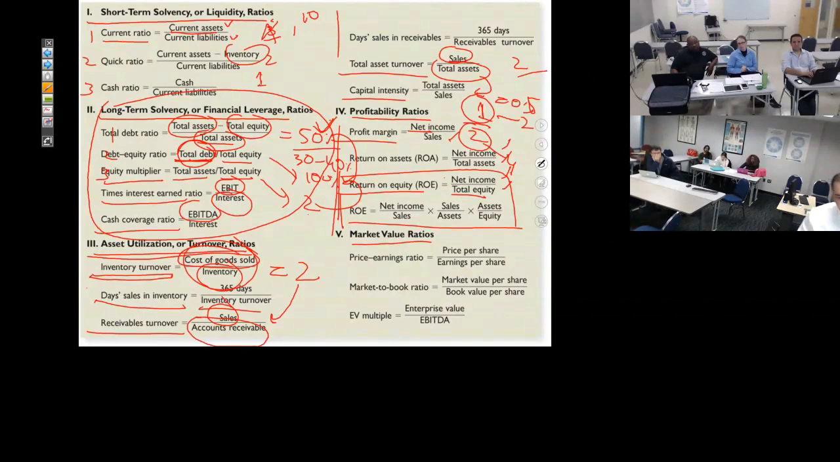Now, the return on equity can also be written like this. Can you derive this formula?